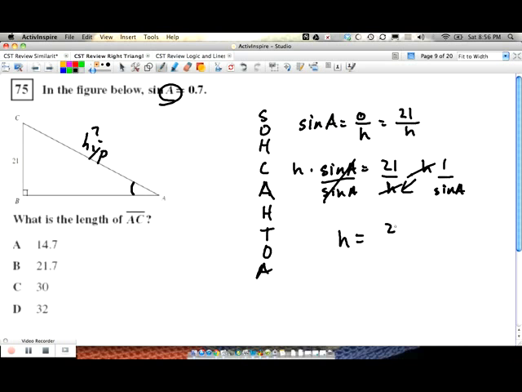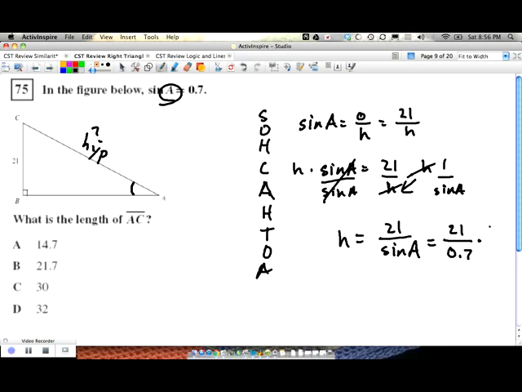That gives me a 1 on the left side. H equals 21 over sine of A. If I actually know what sine of A is, they gave that to me. So it's 21 over 0.7. So I'm really trying to divide 21 by 0.7. It's probably going to be a big number.